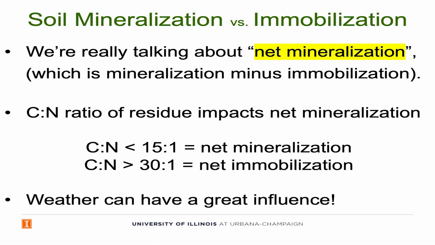But I found a nuanced version of this in an old textbook, and I've been using it since I found it, that above 30-to-1, that would be net immobilization. But when you get residues that are lower than 15-to-1, like a red clover cover crop or something like that, then you would have net mineralization. And of course, these are microbially mediated processes, so weather can greatly influence and impact annual mineralization.